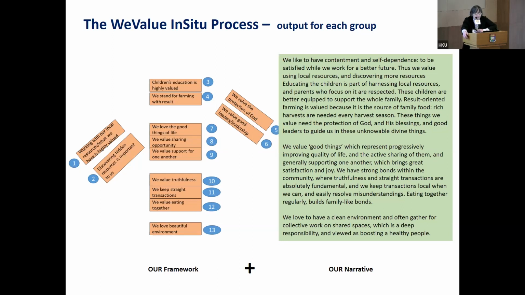We have strong bonds within the community where truthfulness and straight transactions are absolutely fundamental. And we keep transactions local when we can. And we easily resolve misunderstandings. Eating together regularly builds family-like bonds. We love to have a clean environment, and we often gather for collective work on shared spaces, which is a deep responsibility, and it's viewed as boosting a healthy people.